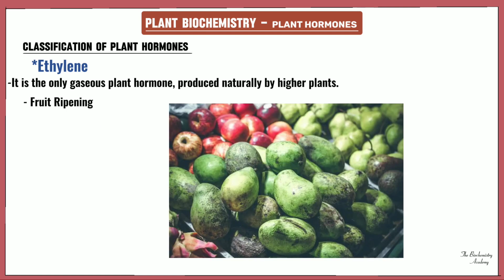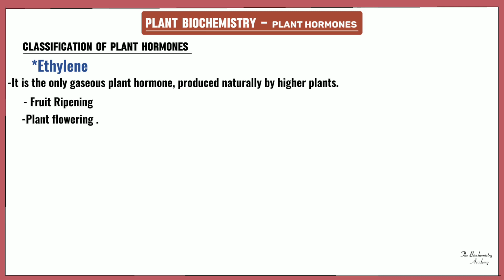Like in some cases, fruits might be harvested unripe, but the application of ethylene is what now hastens the ripening process of the fruit. And ethylene is also involved in the flowering of a particular plant and in leaf abscission and senescence.